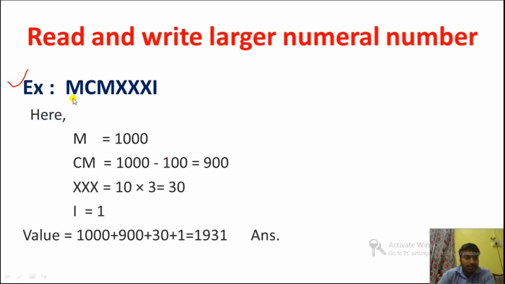Now here you can see we have first M, then CM. As I showed you in the slide, I, X and C are used for subtraction. C is the smaller value symbol, and it is retained just left side of this M. That means the value of C we have to subtract from the value of this M. Before that we will write the value of the first M, and the value of M is 1000. Now come to this part, CM.